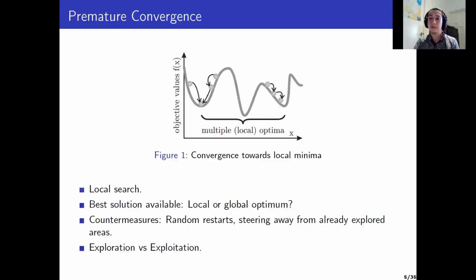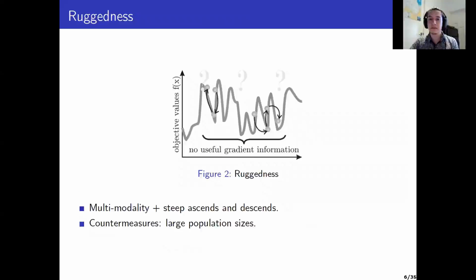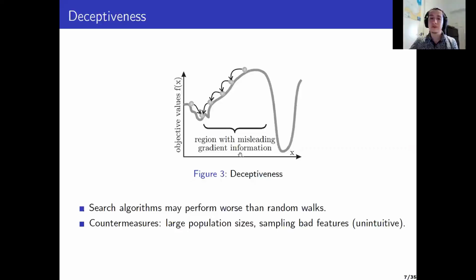Another problem that we might have is ruggedness. In this case, the gradient information that we might collect from evaluating different points is not useful because we have multimodality and we have steep ascents and descents. So in these cases, a countermeasure would be using large population sizes, so testing a different number of starting points. Another problem that we might mention is deceptiveness, where we have a big region that has misleading gradient information. So algorithms might tend towards local optima and leave optimal results behind. And in these cases, these search algorithms might perform even worse than random walks.